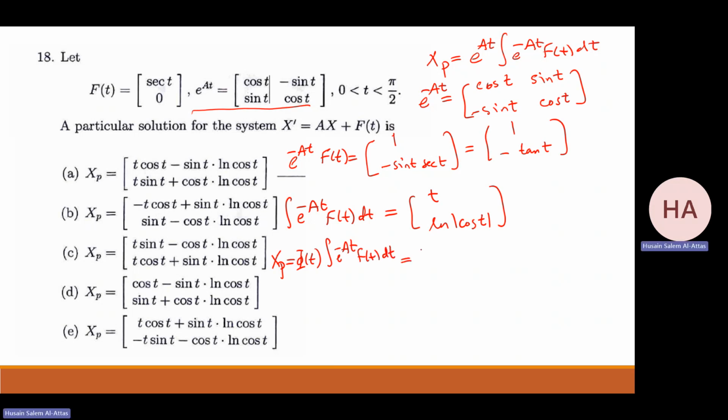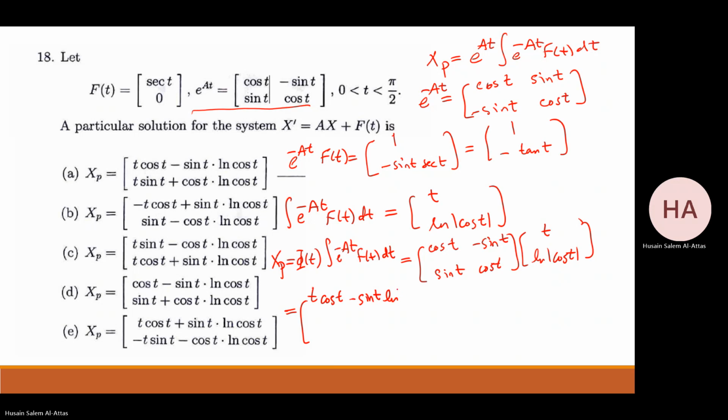Now let us do the calculation. What is that? Cosine t minus sine t, sine t, cosine t times t, then ln cosine t. That gave me t cosine t minus sine t ln. Yes, t is between 0 and pi over 2, so I have cosine t positive. No need for the absolute value. Did not notice that. It's okay. Then I have t sine t plus cosine t ln cosine t, which is this answer.